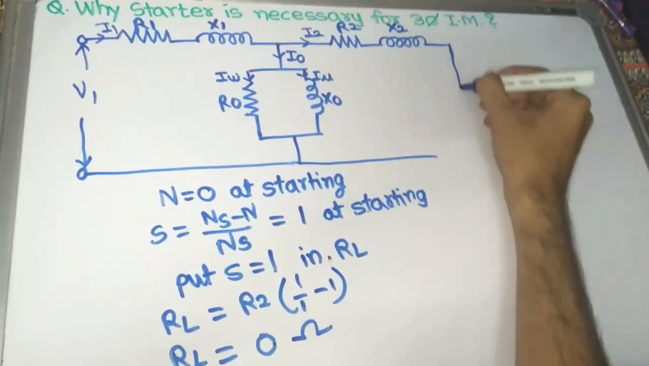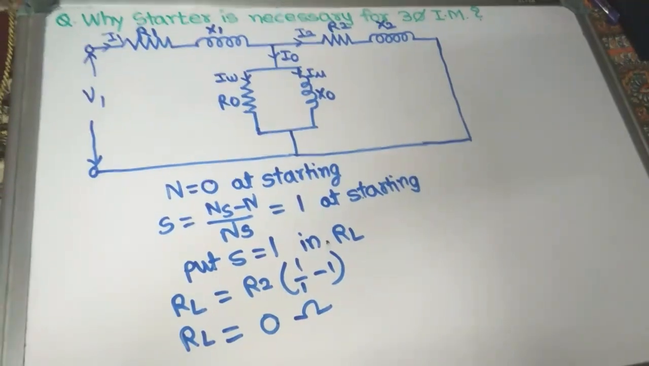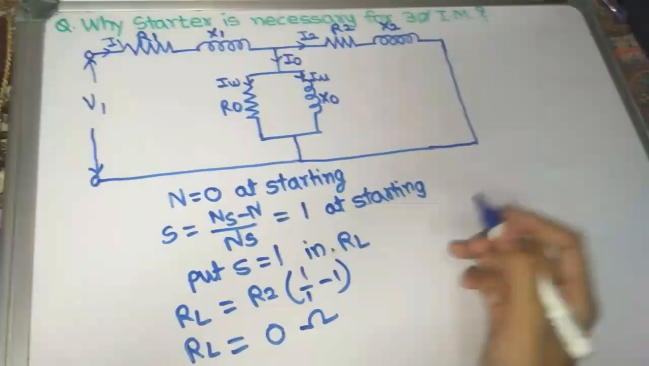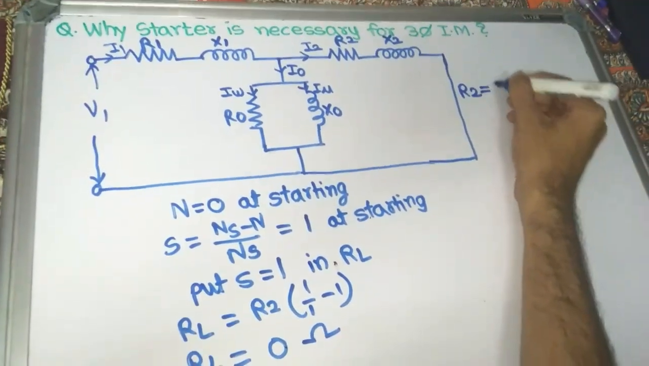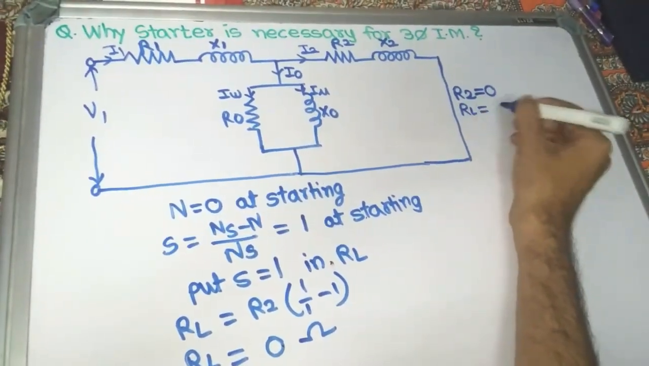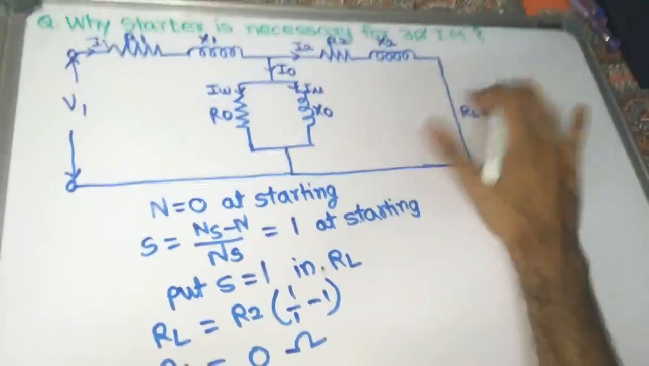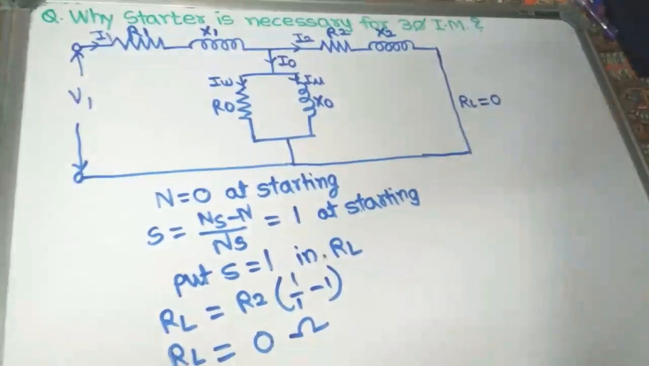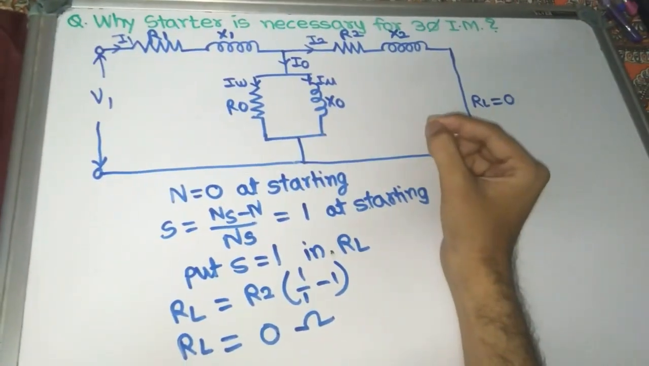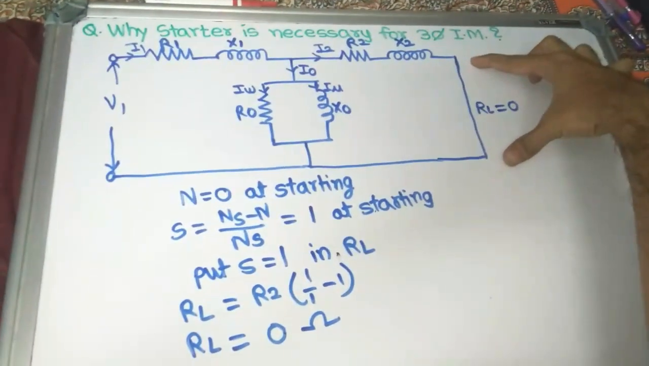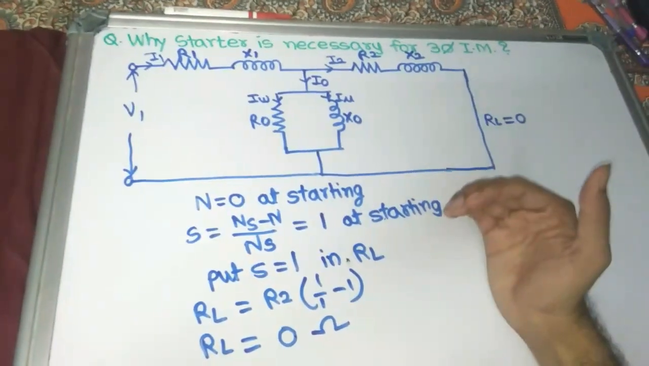It means the rotor is acting as a short circuit at the starting instant of the three phase induction motor, because the load resistance RL is equal to 0. R2 is not equal to 0, it is constant always, but RL equal to 0 means that at the starting condition the rotor is short circuited as the load is 0, and a very large current flows through the rotor.